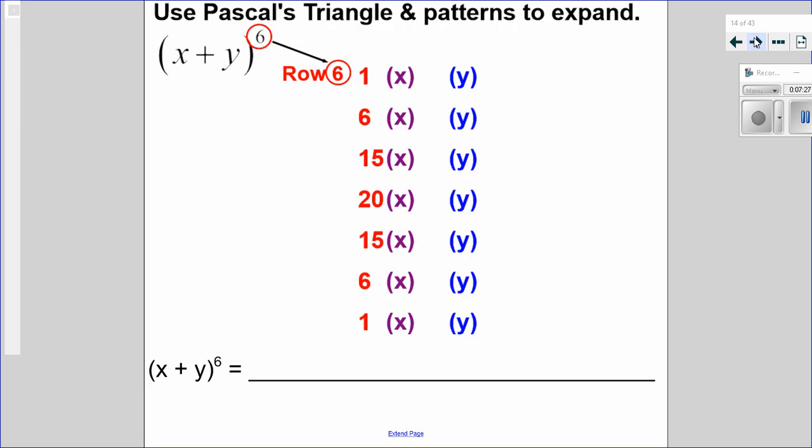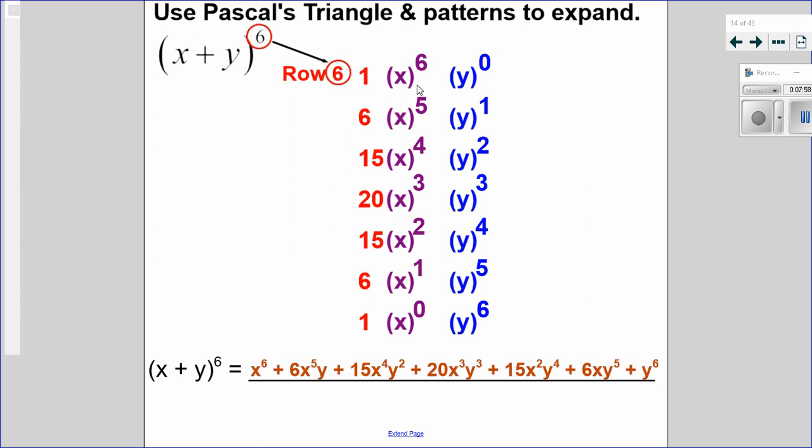So let's put this all together and expand x plus y to the exponent of 6. So since it's exponent 6, I look for row 6 of the Pascal's triangle. There it is. Now for x, remember you start at your exponent, decrease by 1 until you reach 0. And then for y, you do the opposite. You start at 0 and you increase by 1 until you reach your exponent of 6. And so all we have to do now is multiply those together. They're all positive, and then we add. So multiplying all of them together for each one, and then we just add together.